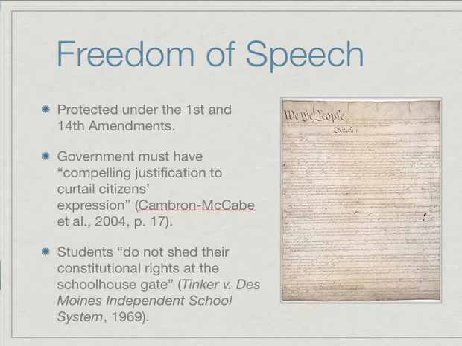U.S. citizens have certain rights to free speech, and the government must have a compelling justification to curtail this expression. Although they are minors, children and adolescents do not lose their rights to free speech. Traditionally, school officials could restrict student expression for just about any reason. Since the mid-20th century, however, particularly since the landmark case Tinker v. Des Moines, the Supreme Court has recognized that students do not shed their constitutional rights at the schoolhouse gate.